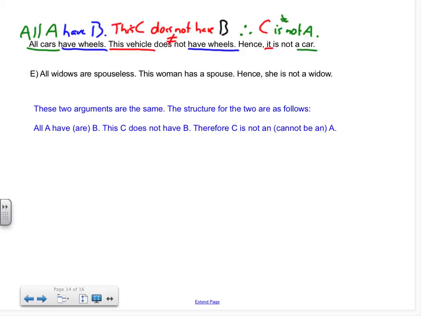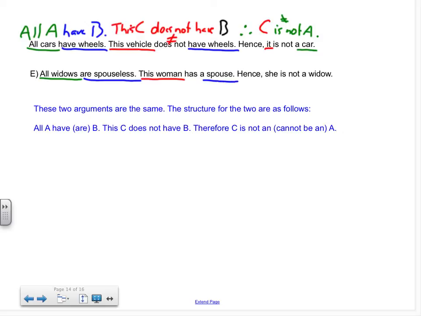Let's look at the second, the answer choice from the passage, E. All widows are spouseless. So all widows are spouseless. So that's a new idea, spouseless. This woman, so that's a new idea. We'll highlight that in red. Has a spouse. That was, spouse is a similar idea to spouseless, except this time it's the opposite. So we'll highlight that in blue.